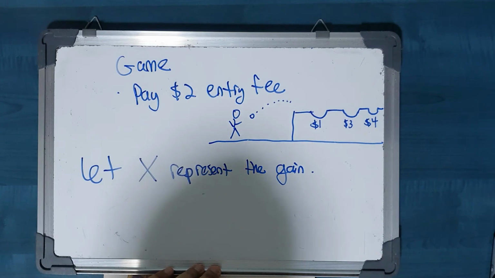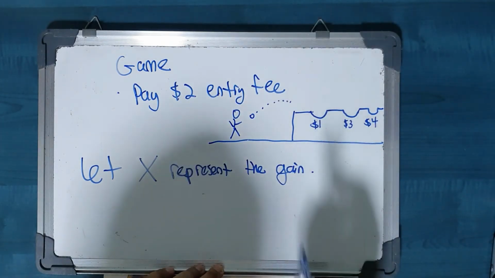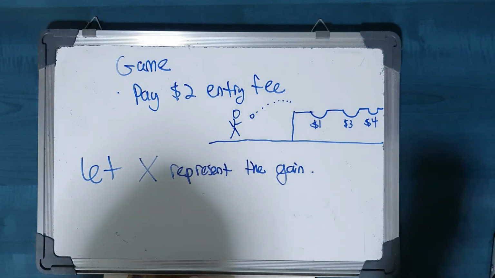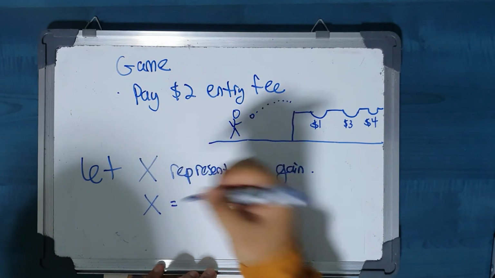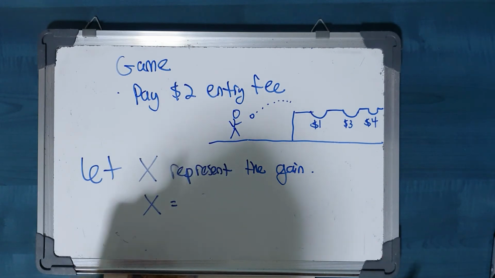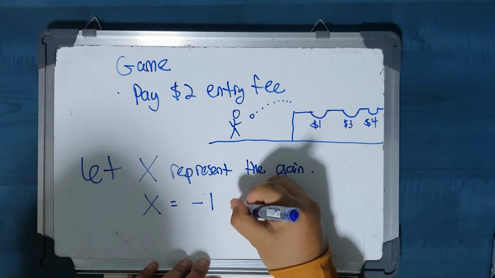So what do I mean by that? If I pay $2, I win $1. What is my gain? If I pay $2 to enter the game and I win $1, I do not gain, I lost $1. So the gain is -1.